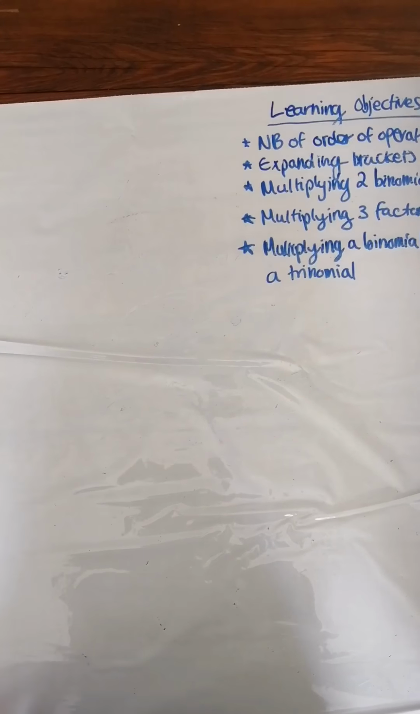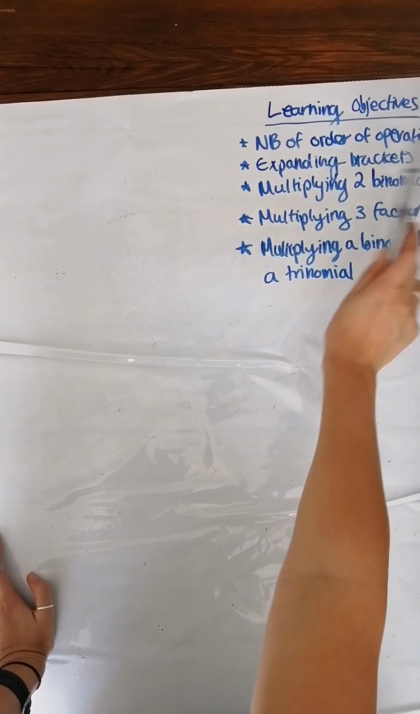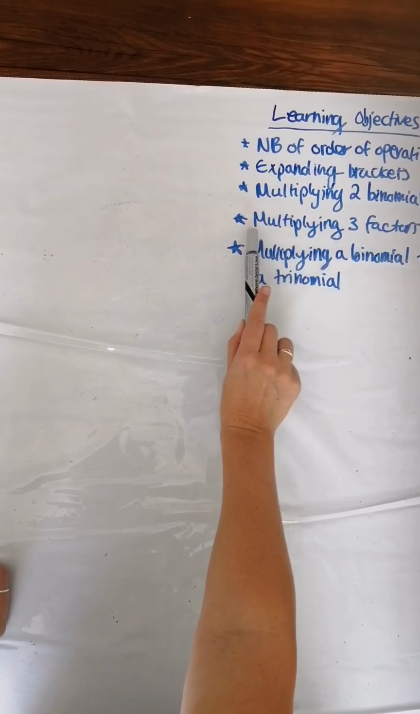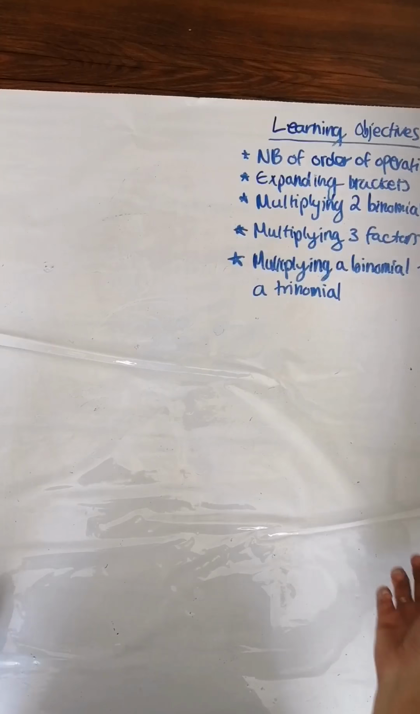The learning objectives are the importance of the order of operations, expanding brackets, multiplying two binomials, multiplying three factors, multiplying a binomial and a trinomial.